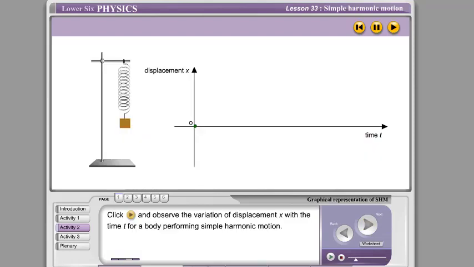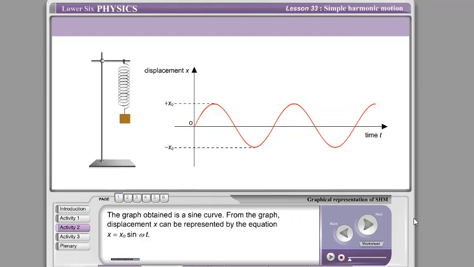Click the play button and observe the variation of displacement x with the time t for a body performing simple harmonic motion. The graph obtained is a sine curve. From the graph, displacement x can be represented by the equation x equals x0 times sine omega t.